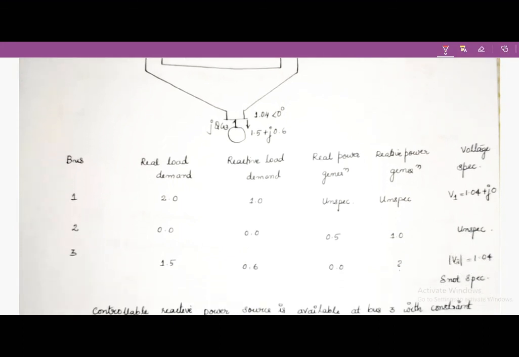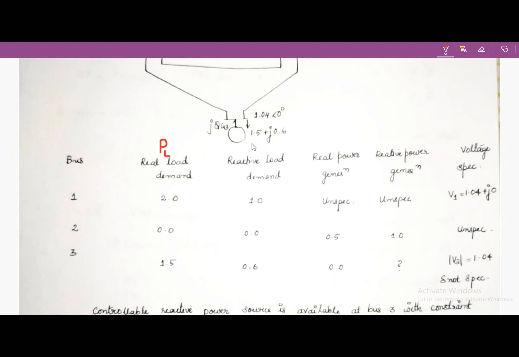Bus specifications are given. Here it is given as real load demand, reactive load demand, real power generation, reactive power generation. So from this, what can we infer? What is this real load demand? Real means it is real power, it is nothing but P. And real load, that means I can write it as PL. It is something associated with active power at the load.